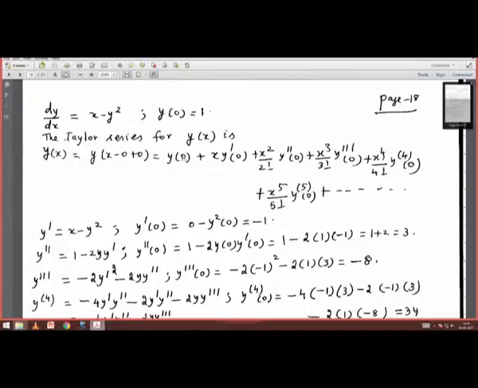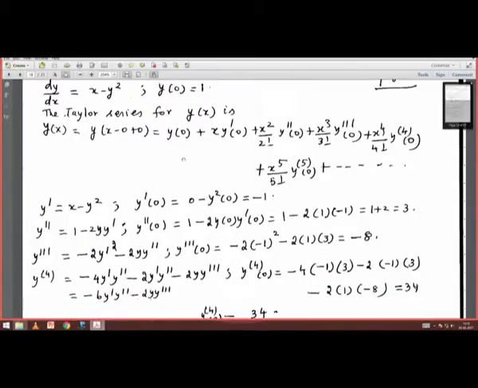So, let us consider another example. I want to solve this time the differential equation dy by dx is equal to x minus y square, initial condition y of 0 equal to 1. So, Taylor series for y of x, because initial point is 0, will be y of 0 plus x y prime 0 plus x square by 2 y double prime 0, x cube by 3 factorial y triple prime 0, and so on.